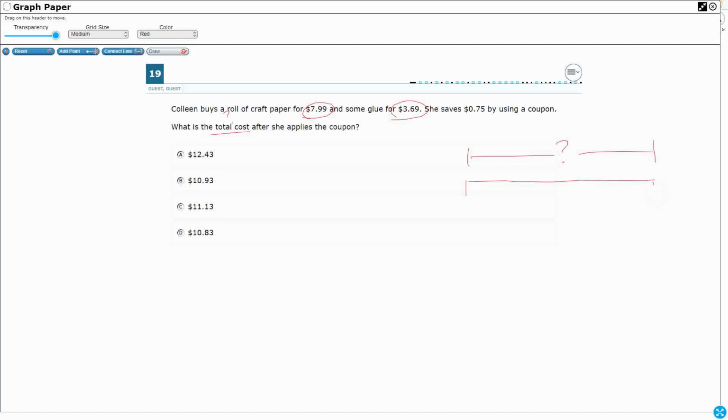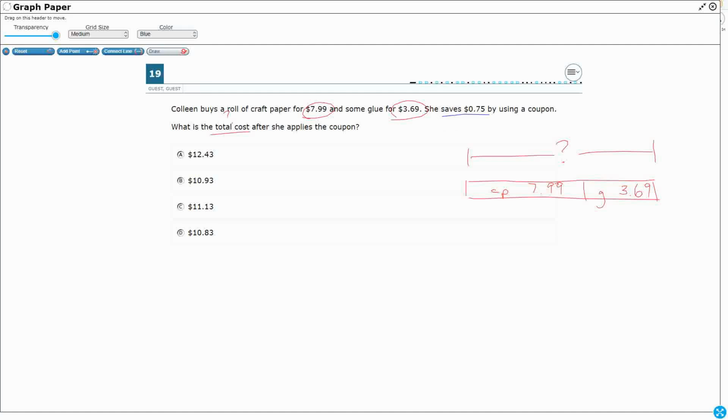So I'm just going to kind of represent this right here. And let's make it, they're not exactly even. So I'm going to make this my craft paper, and that's going to be CP. And that will be $7.99. And then this is going to be my glue. So that's $3.69. All right, so if I get those two items, that is going to total the amount that I'm purchasing. Here's where it gets a little bit tricky.